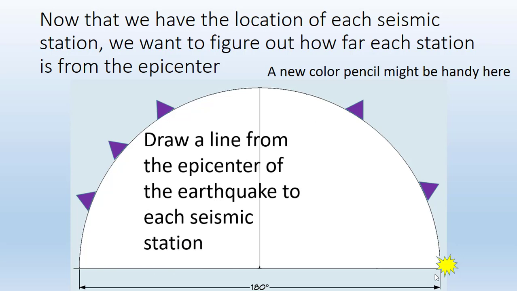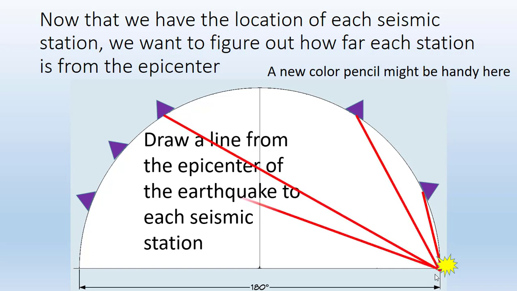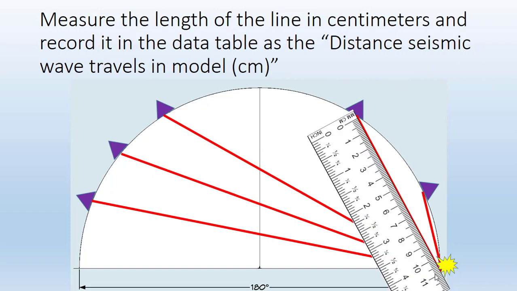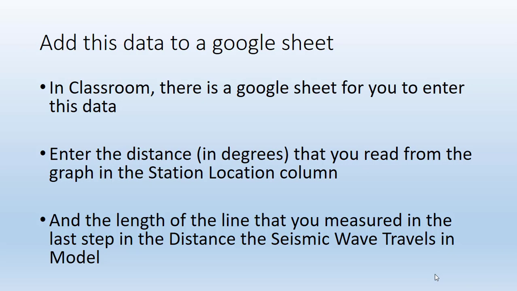With a new color pencil, draw a line from the epicenter of the earthquake to each seismic station we have plotted. So for station 1, use a ruler to draw a straight line from the earthquake to the location on the surface where station 1 is plotted. Repeat this for the next station, and then the next, until you have drawn a line for each station. Then use your ruler to measure the length of each of these lines in centimeters. You have a Google Sheet in Classroom. Add the station distance in degrees and the length of each line into the appropriate columns.